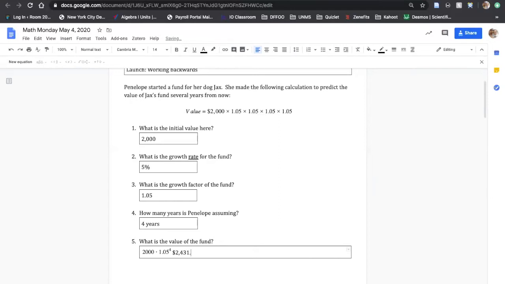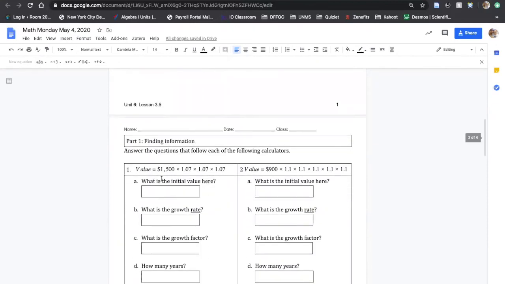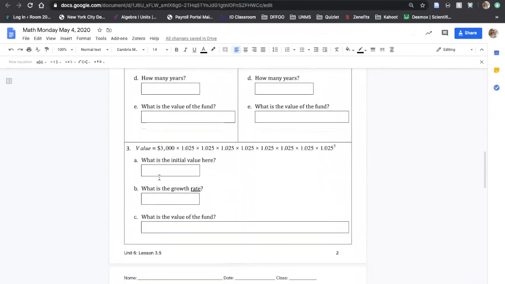$2,431. And guys, something I really want to stress is do not leave off your decimals. In this case, the decimal only represents a penny, but in general, you want to leave those decimals in because they represent money, okay? So you're going to do that same exact thing on these 3 questions on the next page, right? Same exact thing.